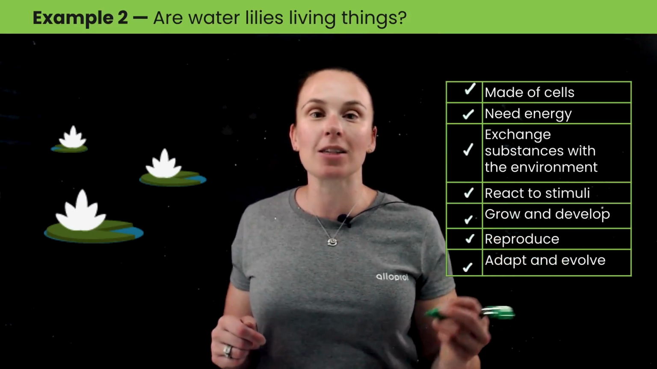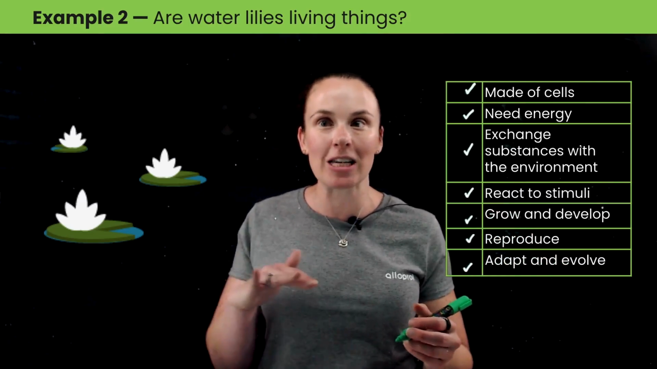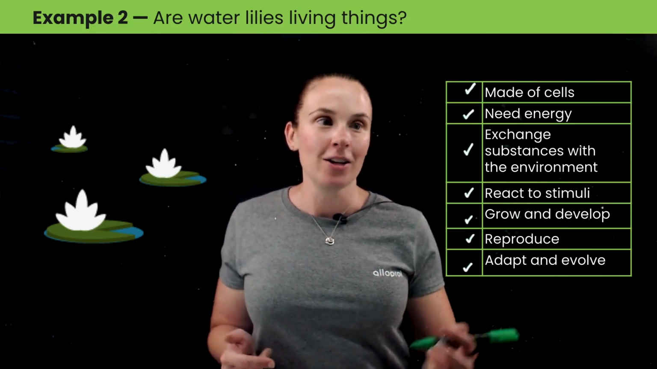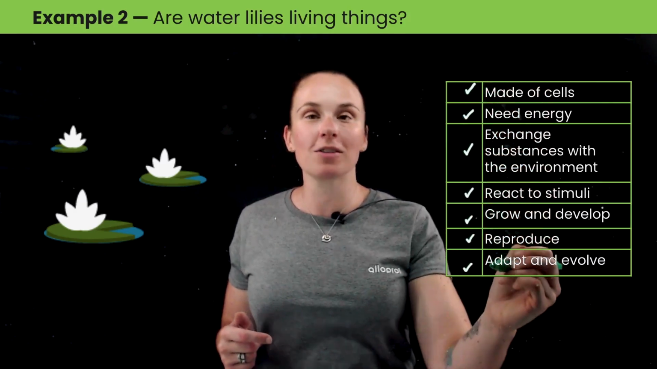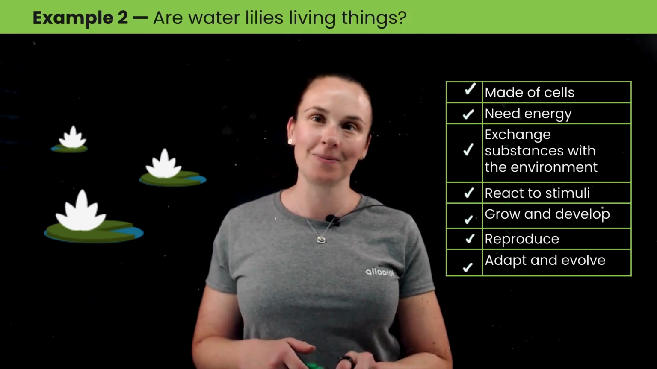And lilies can also adapt and evolve. So obviously we see that lilies have a flat surface underneath so that they can float on the surface of the water and continue to survive. So as we can see here, we have all 7 characteristics. They are respected. So a lily is a living thing.